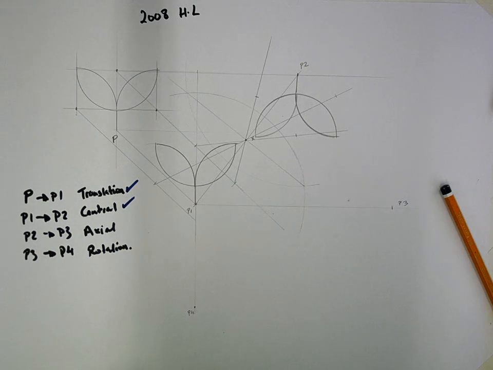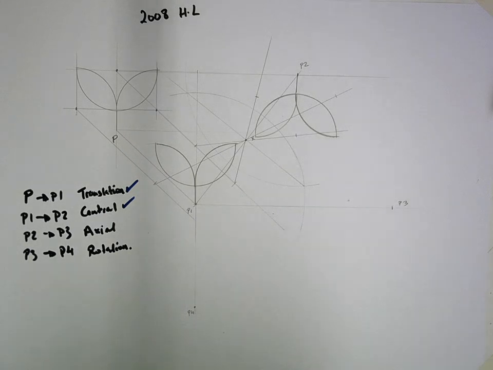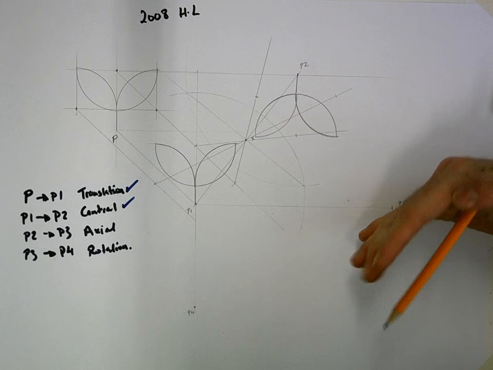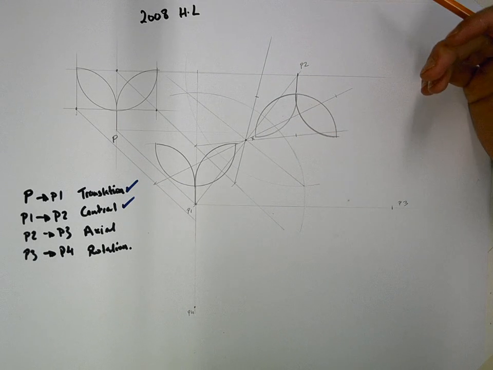Next type of symmetry asked for in this question is what's known as axial symmetry. Again, this is quite straightforward. Basically what we're going to do is take the shape that we have currently and fold it over. And it's going from P2 to P3.